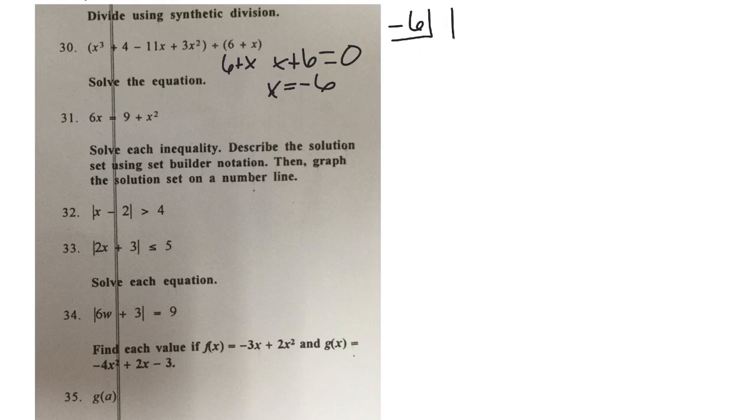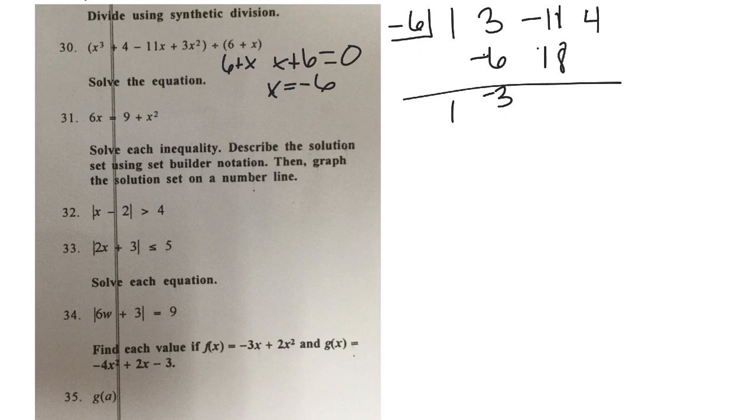The x cubed is first, that's a 1, plus 3x squared minus 11x plus 4. Now my coefficients are in order. I'm not missing anything, so I don't need zeros. So I get 1. 1 times negative 6 is negative 6. 3 plus negative 6 is negative 3. Negative 3 times negative 6 is positive 18. Negative 11 plus 18 is 7. 7 times negative 6 is negative 42. And 4 plus negative 42 is negative 38.